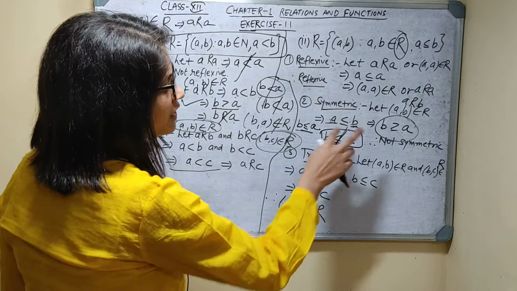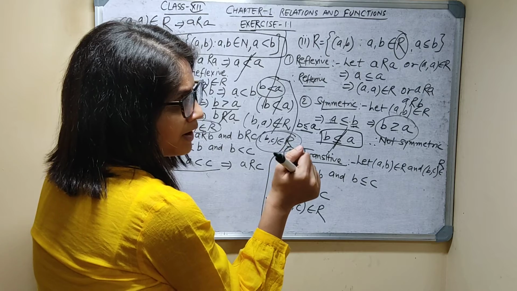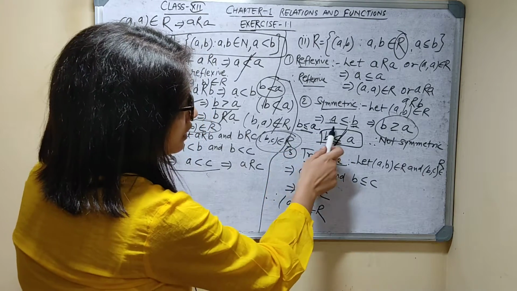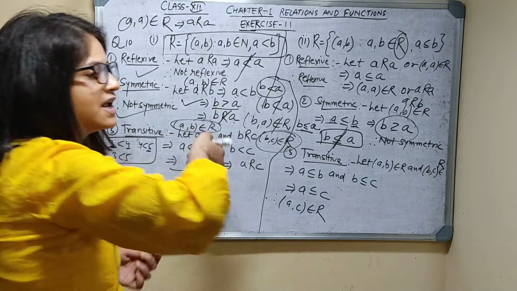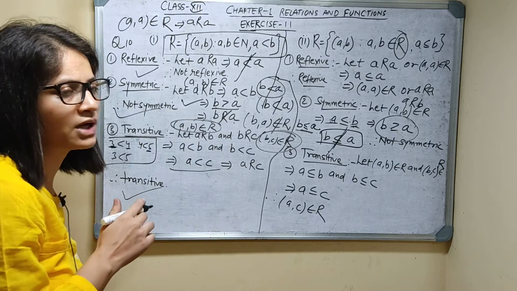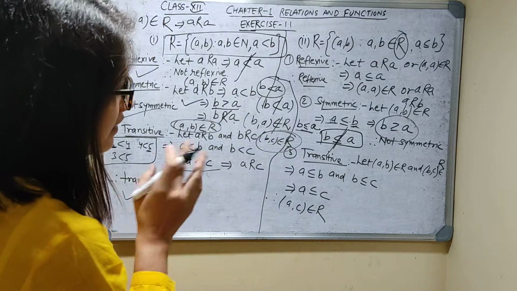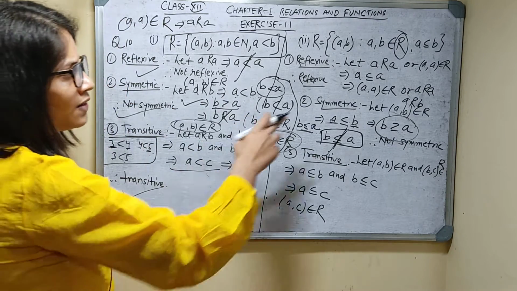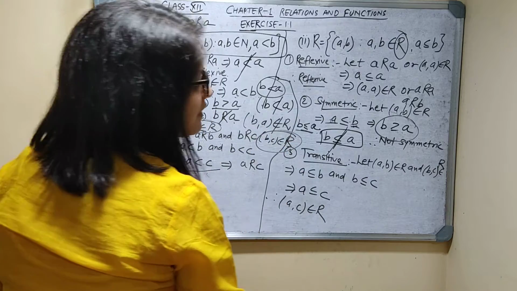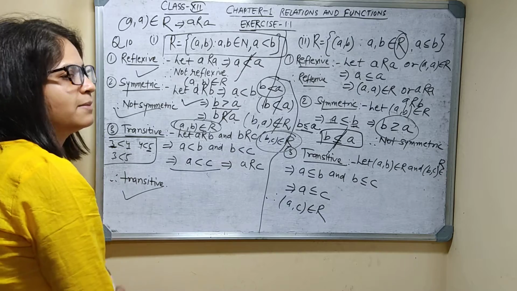Only in one condition will it be symmetric, when the values of a and b are the same, for example a is equal to b is equal to 2, or a is equal to b is equal to 1. Any value when both are the same. Only in that case will the relation be symmetric, not for all real numbers. If a is less than or equal to b, you won't get b is less than or equal to a. Always b will be greater than or equal to a. So it is not a symmetric relation.